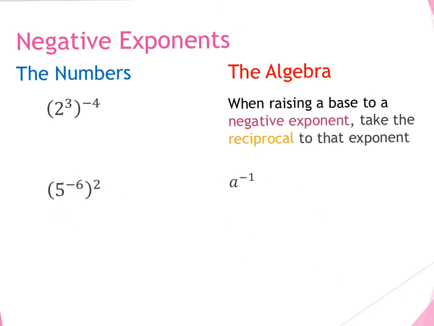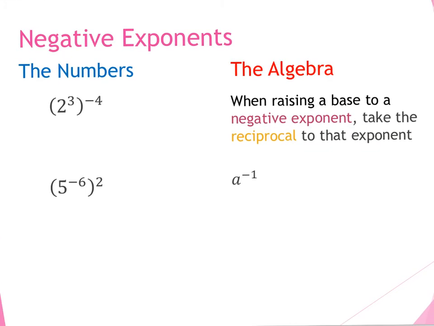Now the last thing that we're going to look at is negative exponents. And I told you before that negative exponents are okay, but they just need to be written a little bit differently. Negative exponents are considered to be not simplified. So when I look at negative exponents, I don't really ever want negative exponents. And so whenever I use negative exponents, I want to get rid of them. And so there's a way that we can do that. So when raising a base to a negative exponent, take the reciprocal to that exponent.